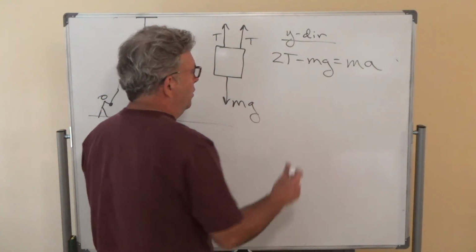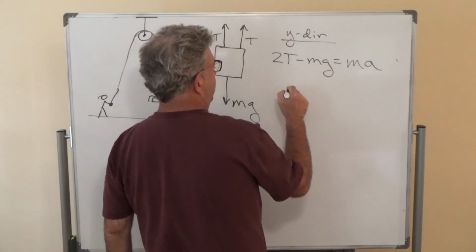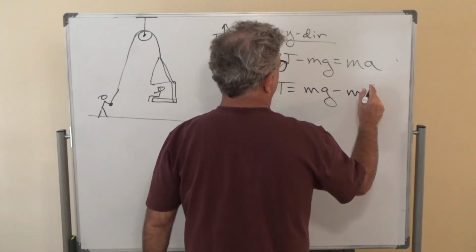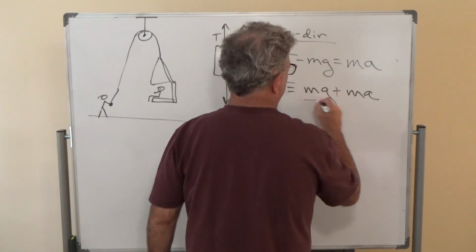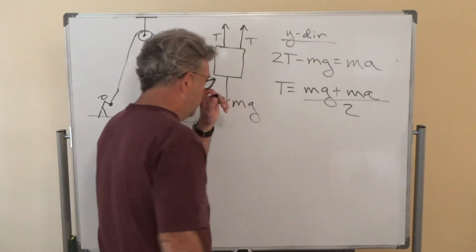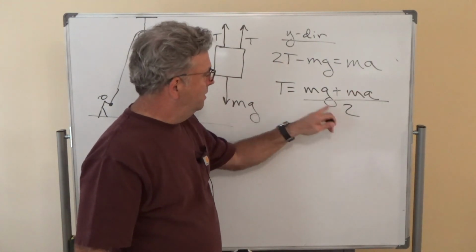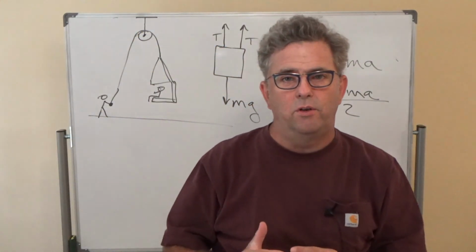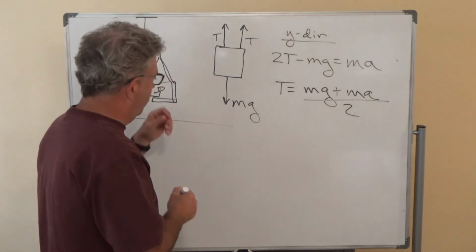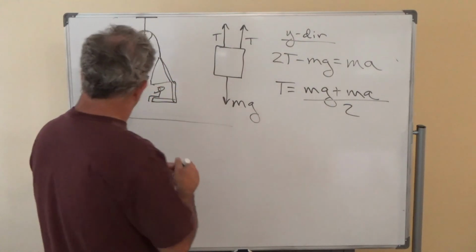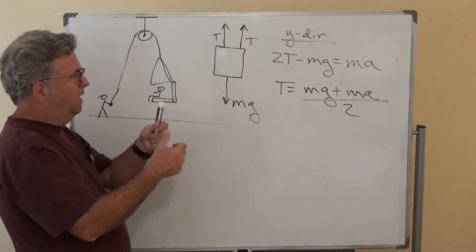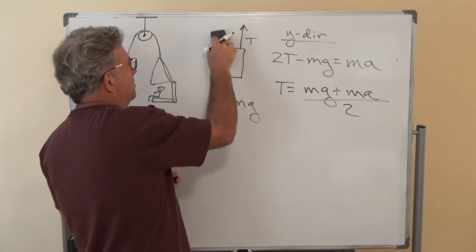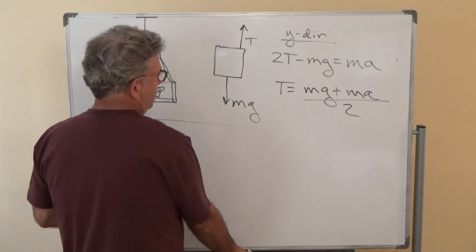In this situation, let me solve this for T. T is equal to mg plus ma over 2. Just like I said, if there's no acceleration, the tension is just mg over 2. You have two supports holding you up. Now, if this person on the ground is lifting you like this, you no longer have those two supports. It's just T.